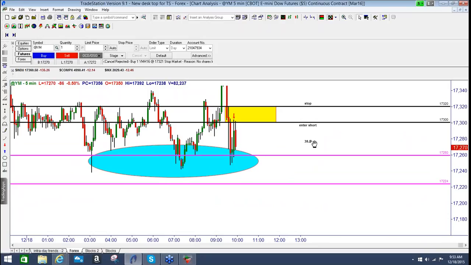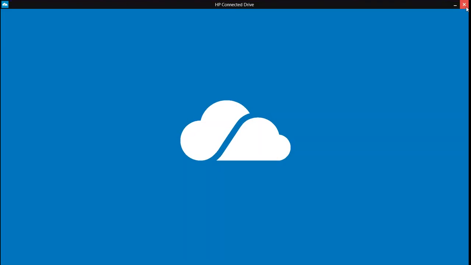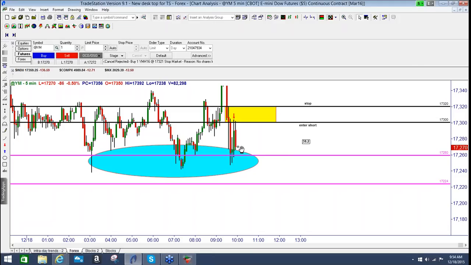Let's see if it breaks. The 38.2, like I said, was where I was going to get out. About 25 ticks, it's about $125. If I had a second contract, I would have got out my first contract at 38.2, and my second contract I would just leave alone. So like right now, I wouldn't be doing anything.